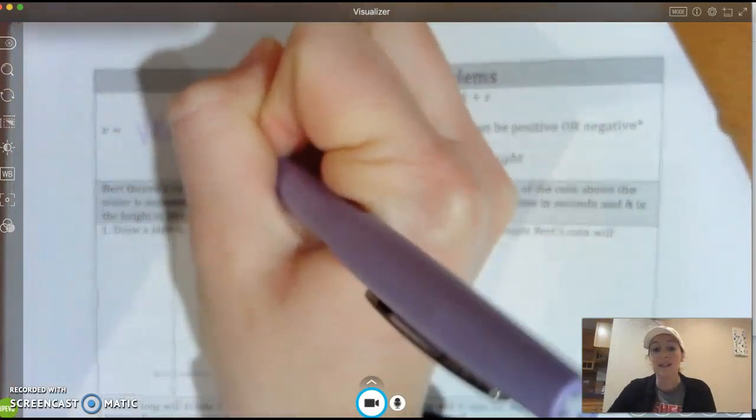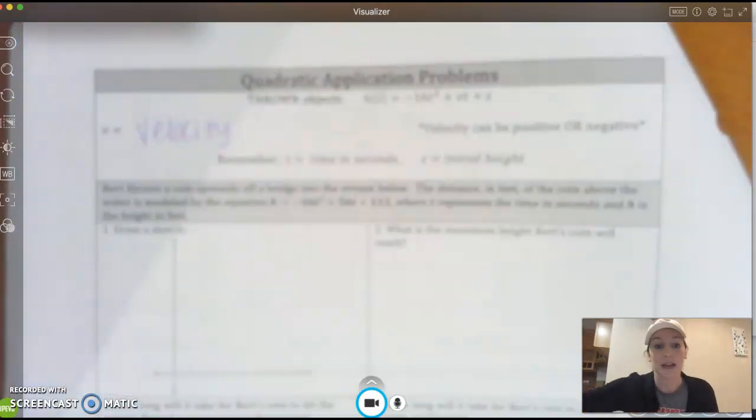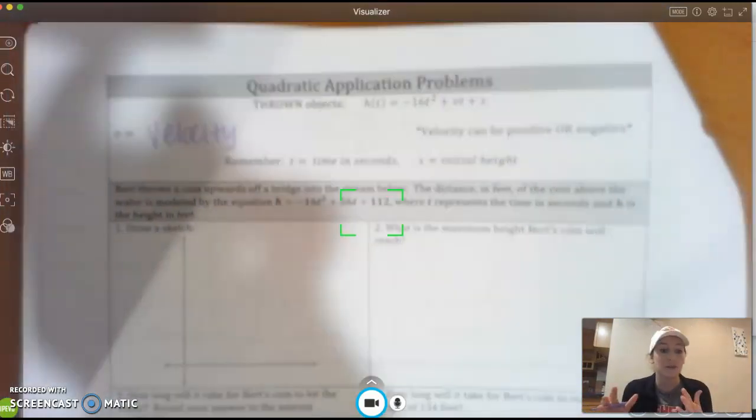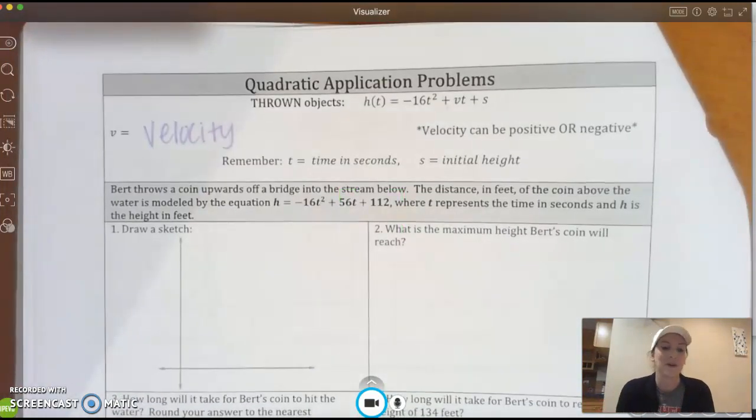So velocity can be positive or negative. So we could have two different velocities again, positive or negative here. So let's take a look at our first equation. Bert throws a coin upwards off of a bridge into the stream below.